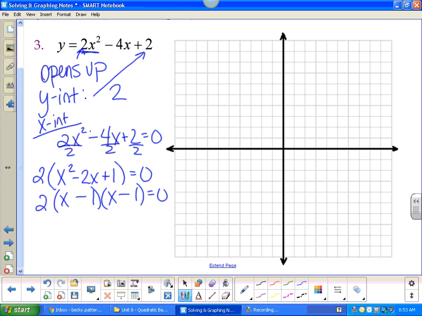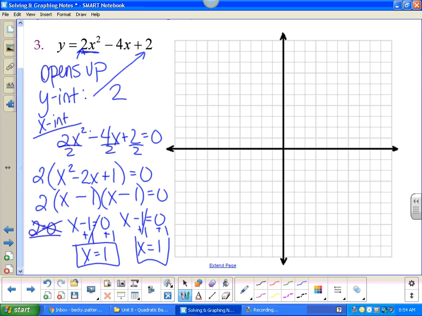Okay? Now I'm going to take all my parts and set them equal to 0. 2 equals 0 doesn't make sense. There's no x in here, so it doesn't count. x equals 1 and x equals 1. Okay, that's the same number. So that means it crosses the x-axis at 1. Its y-intercept was a positive 2.